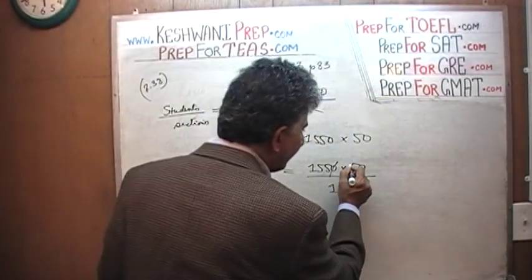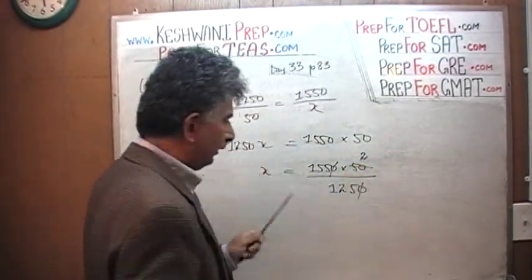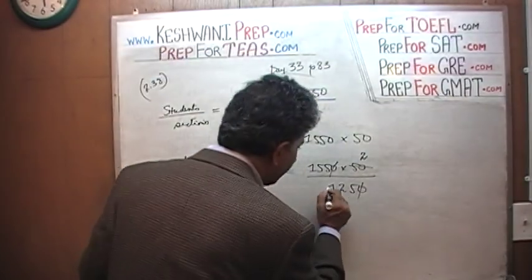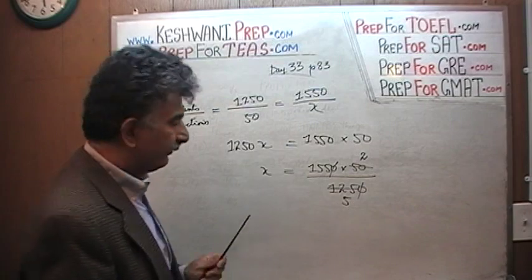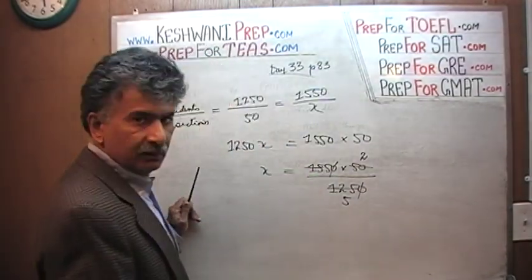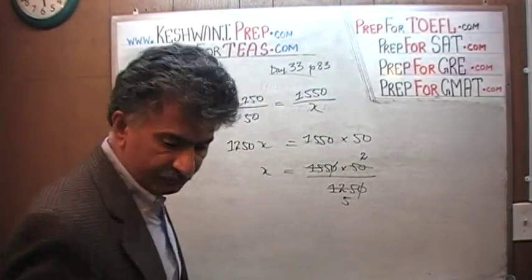So how many 25s in 50? 50 has 2 25s. Let's divide the bottom also by 25. 125 has 5 25s. Now let's divide top and bottom by 5. How many 5s in 15? 15 has 3 5s. Technically what's going on is this.